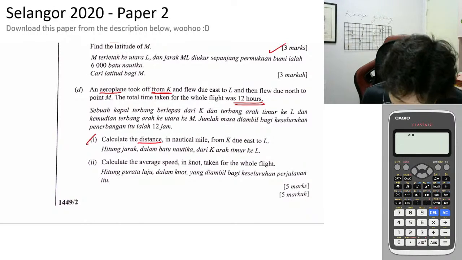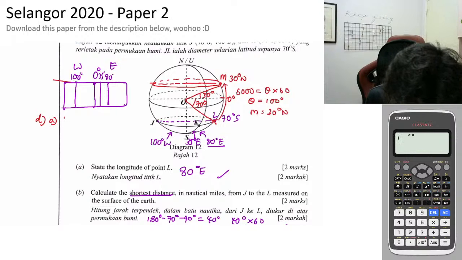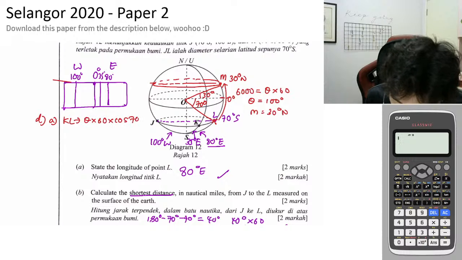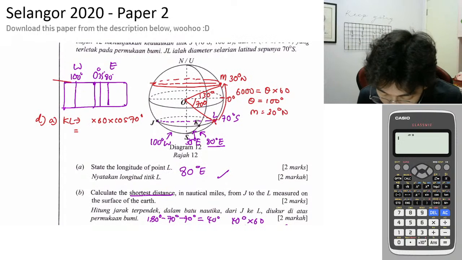Okay. So I'm gonna go here. First part, distance for KL first. KL, not great circle, angle times 60 times cos 70. So the angle is the main thing. Angle, this is what I'm going to show everybody.